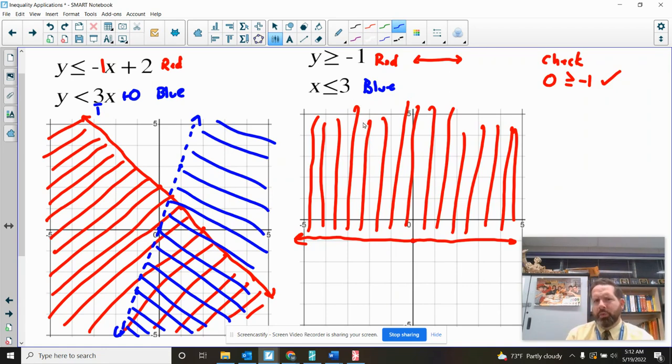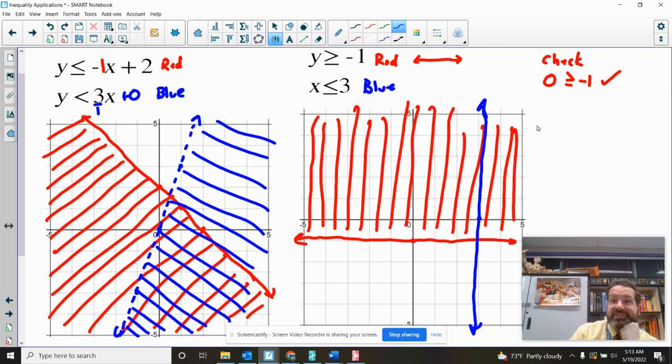If the x coordinate is always 3, that means I can't move to the right or the left. If I can't move to the right or the left, the only direction I can go is up and down. So at 3, 1, 2, 3, on the x-axis, I can go up forever, I can go down forever. But I can't go side to side because that would change the x-coordinate.